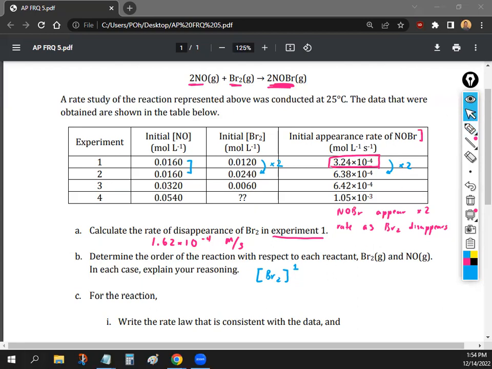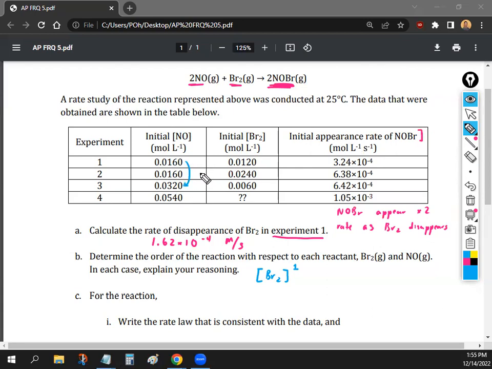Okay, so next we want to take a look at NO. Now NO is a little bit trickier because if you notice, there's no constant Br2. So we've got to do a little bit of math in order to figure that out. We want to pick 2 experiments where the NO concentration is not constant, and that way we can compare the values. The easiest way to take a look at this is probably to take a look at this one right here.